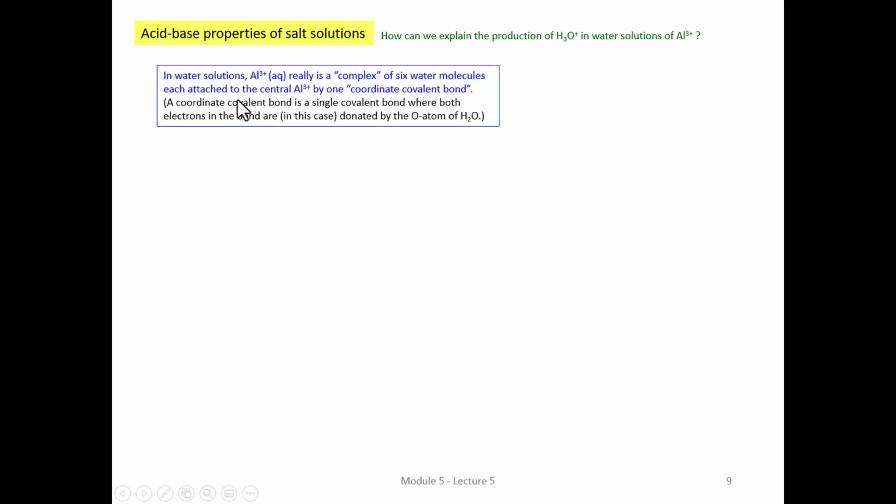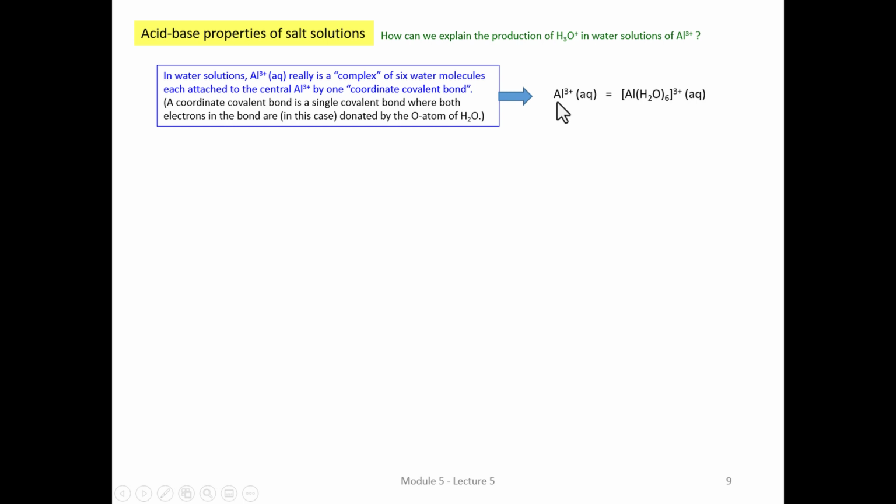In water solutions, aluminum 3+ ion is really what's called a complex involving 6 water molecules, each water molecule attached to the central aluminum ion by 1 coordinate-covalent bond. Now a coordinate-covalent bond is a single covalent bond. It's a regular covalent bond, shared electron pair, but here both of the electrons in the quote shared pair are donated by only one of the actors here, in this case the oxygen atom in water.